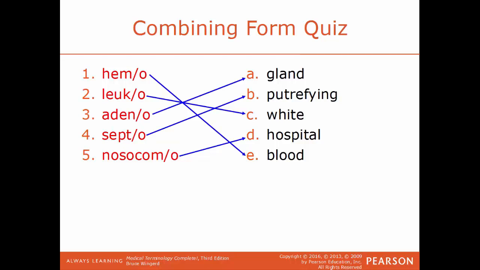And here are all the terms with their correct matching definitions. And that brings us to the end of chapter number 7 on the blood and lymphatic system and the immune system. We will continue our series on medical terminology with our next video on chapter number 8.